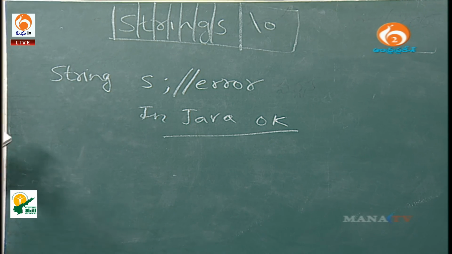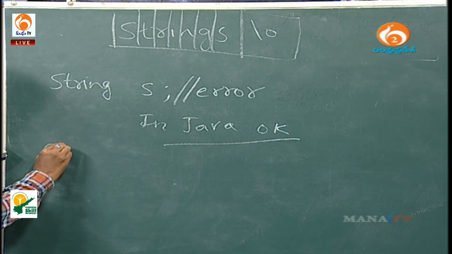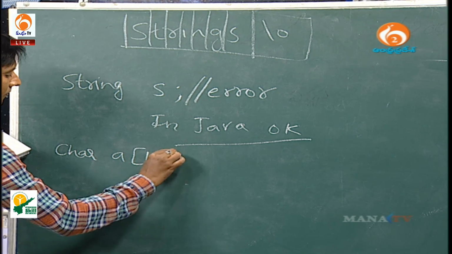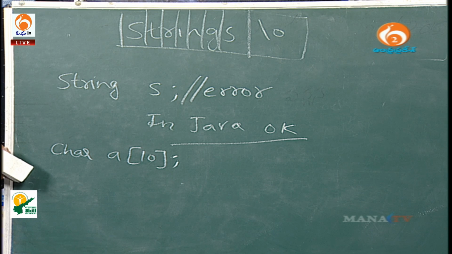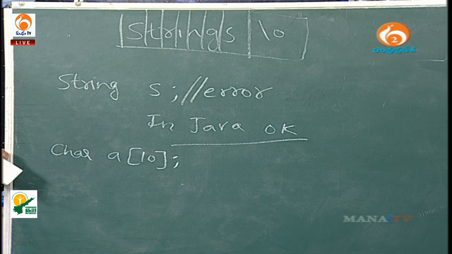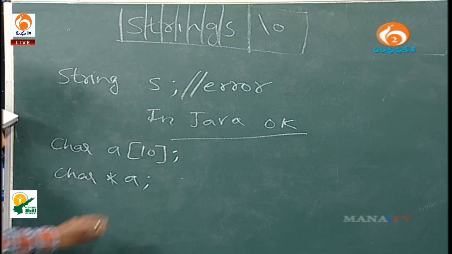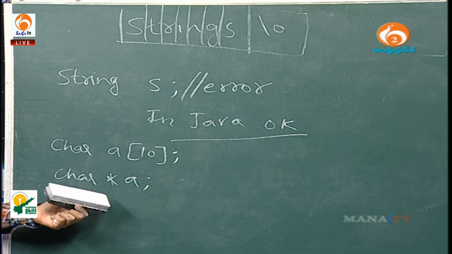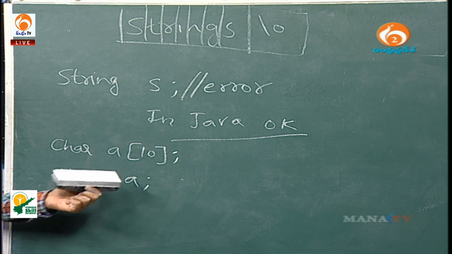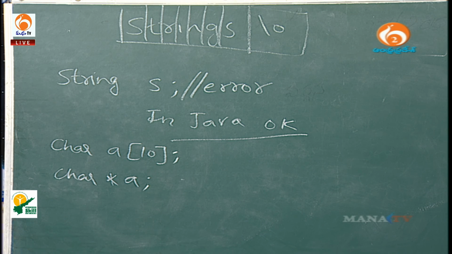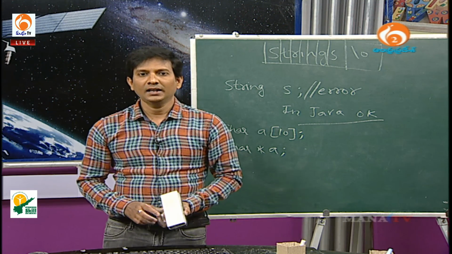But how do we achieve strings? We use a character array. To achieve strings we go for a character array, or char star. It is also treated as a string. If you have good knowledge of pointers, we can go for the pointer version also. Tomorrow we will see strings and string handling functions.